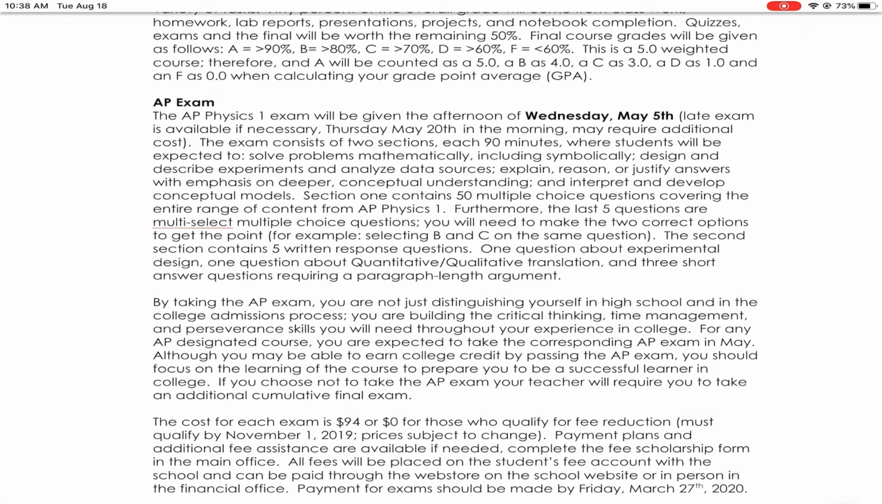The test is 2 sections. Each of them is an hour and a half, 90 minutes. You'll be using math throughout all of them. You'll have a 50 multiple choice question section that covers the entire range of content from AP Physics 1. And then you will have a free response section where you have 5 written response questions. Last year it was just 2 written response questions for the whole test. So it's a little up in the air, not a big deal.